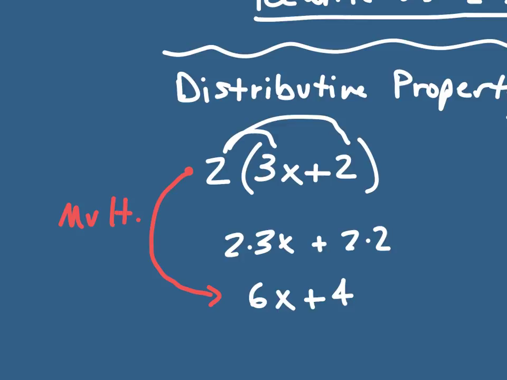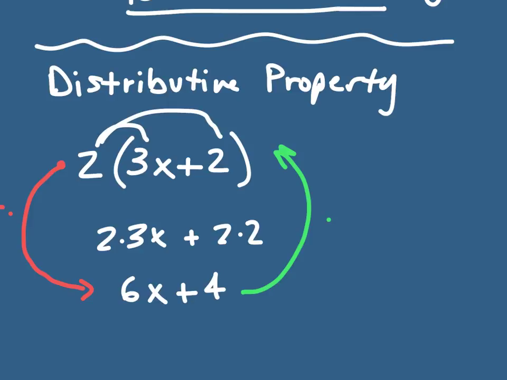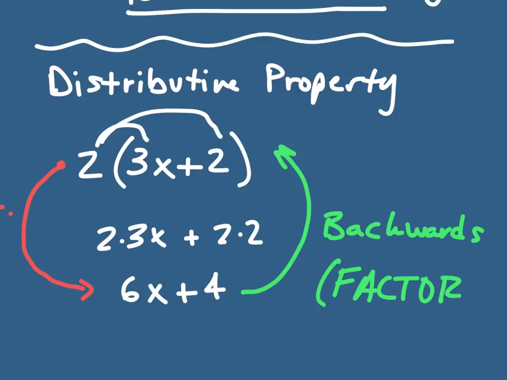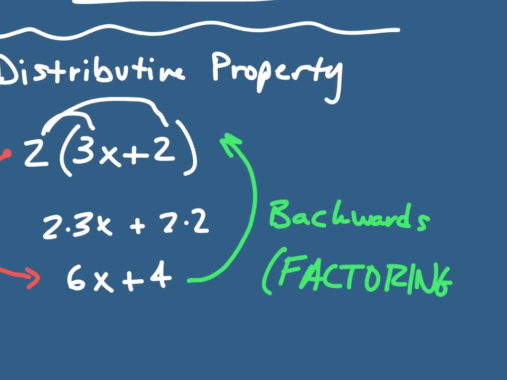And what I want to do is go the opposite direction. I want to go backwards, okay? And going backwards from multiplying is factoring, okay? All right, and that's what we're going to do.